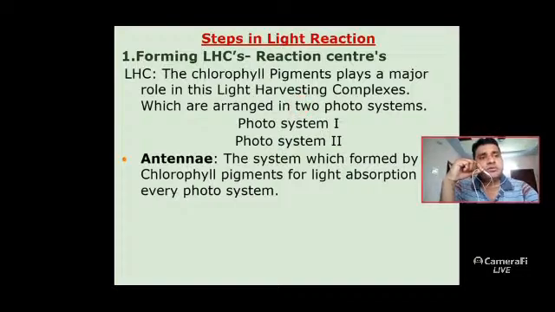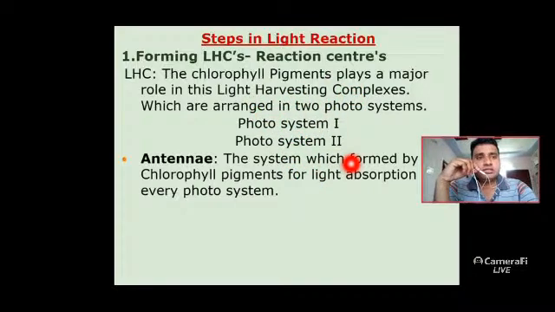Light harvesting complexes means that, for absorbing light from the sun, chlorophyll pigments are formed together as light harvesting complexes. You can see two of these in plants. One is LHC1 and the second is LHC2. In other words, we can say photosystem 1 and photosystem 2.